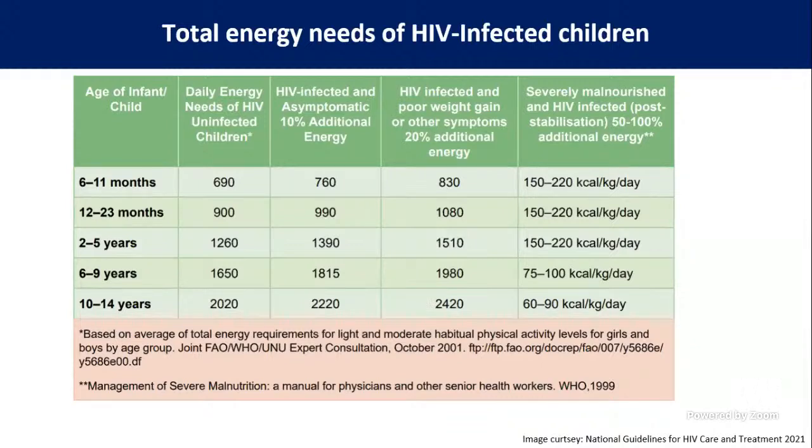And the last category: if the child has HIV infection and also has severe malnutrition, this child actually requires very high energy. His energy requirements become actually 1.5 to 2 times. So 50 to 100% additional energy needs. So this is what is needed as per the child's nutritional status classification. Next slide, please.